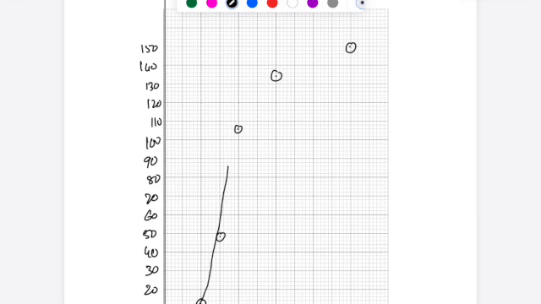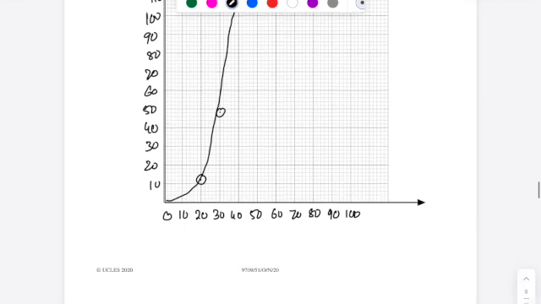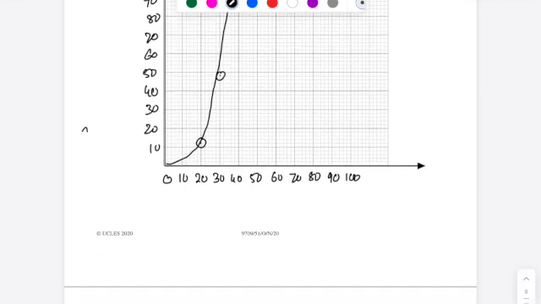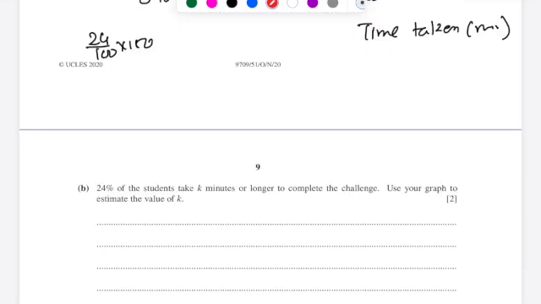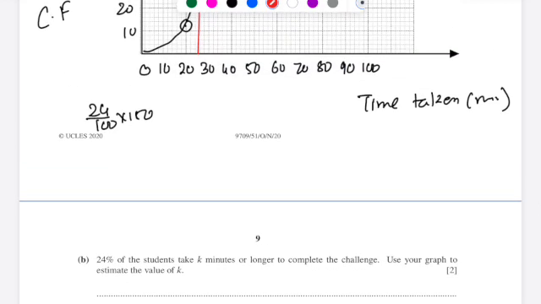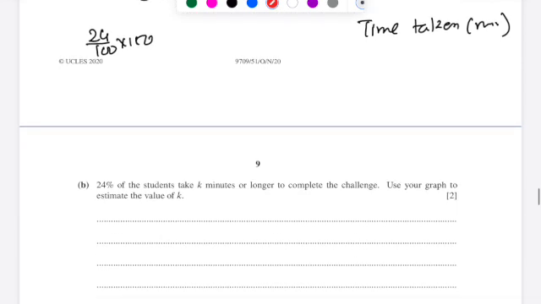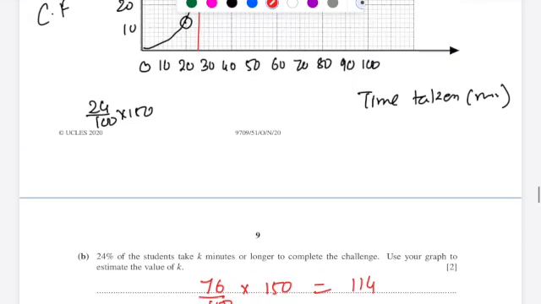So I'm going to draw a cumulative frequency graph. Don't forget to write it out. This is cumulative frequency, and over here I should be writing time taken, again in minutes. Take longer than, that's 24%. 24% means remaining is 76%. 76% of 150 is 114.